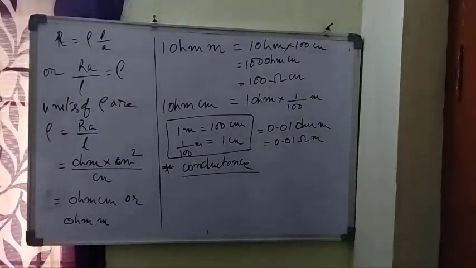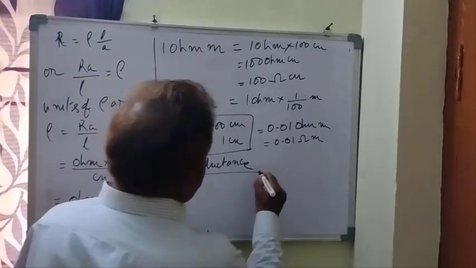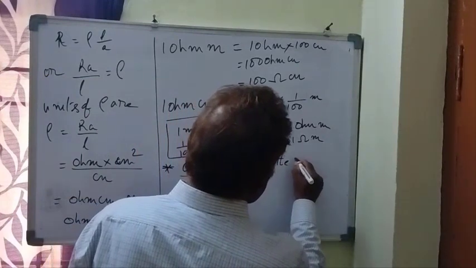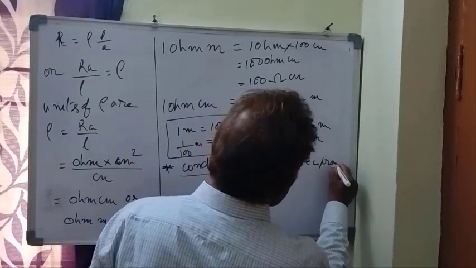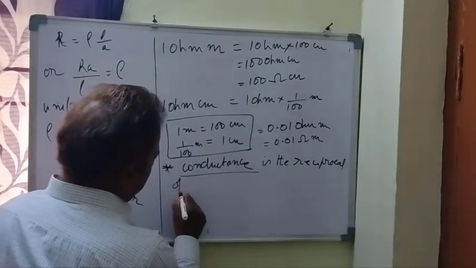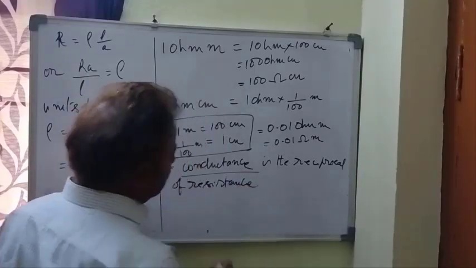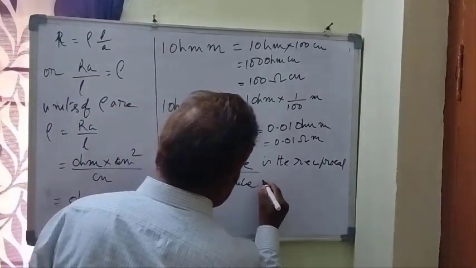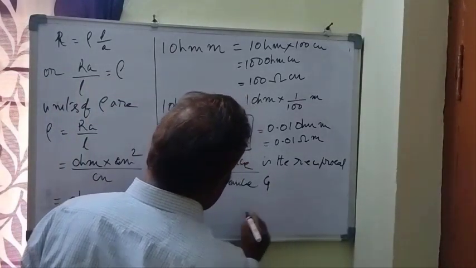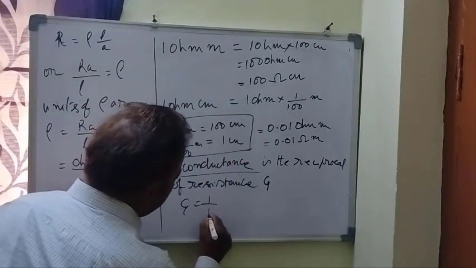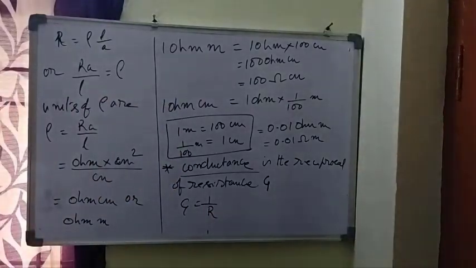Conductance means it is the reciprocal of resistance. Conductance is denoted by the letter G. So G equals 1 by R.